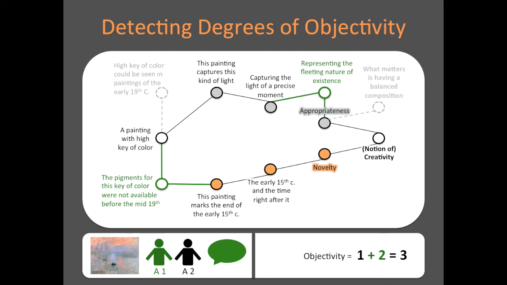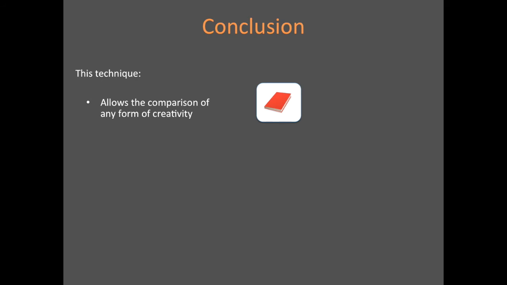Now, as a conclusion, I'd like to emphasize why this technique might be important. First, it is the first to allow the comparison of any forms of creativity. It doesn't matter that we're talking about literature, chemistry, painting, or space engineering. The criterion remains the same. It is the degree of objectivity of the connection with the notion of creativity.